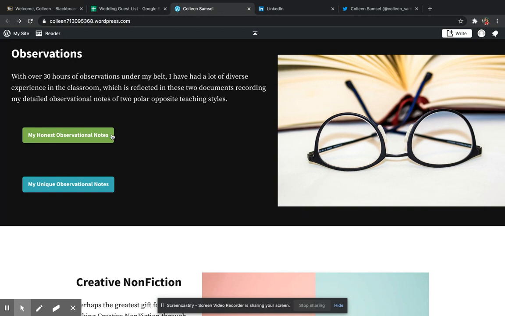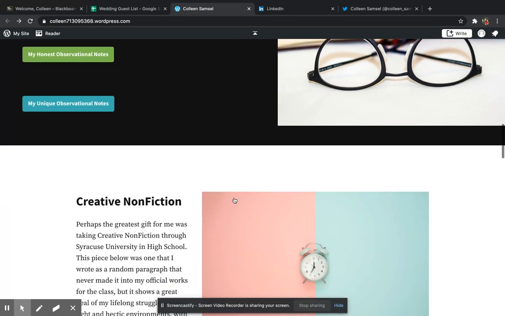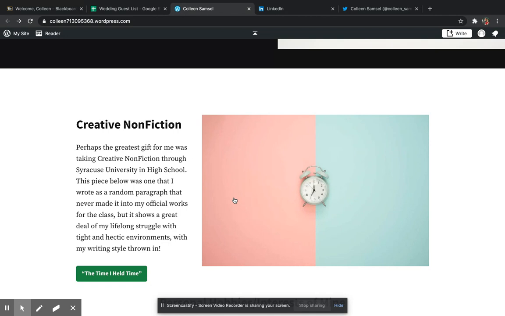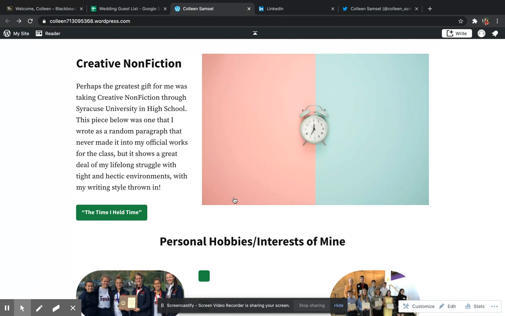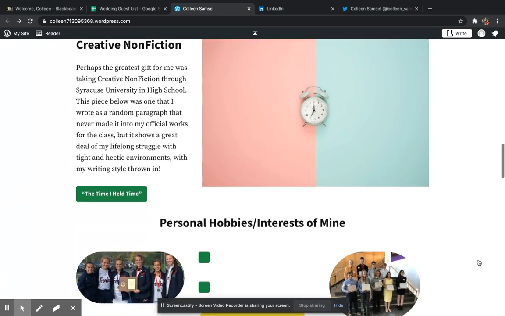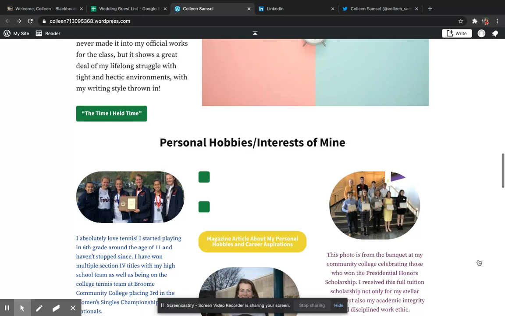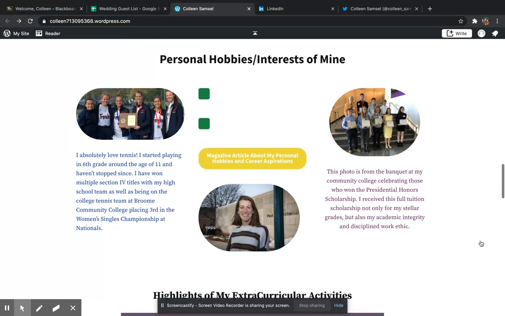So I have more buttons here just about my observation notes, my unique ones that really stood out to me out of my 6 observations that I've done so far. Then I have one of my creative nonfiction pieces that I wrote, which is about my life, but it also displays my teaching style, my writing style. So this paper is called The Time I Held Time, and it's just a one-page story that I wrote about an event that happened to me, but it's really cool because it's displaying my writing as a person, my writing strengths.